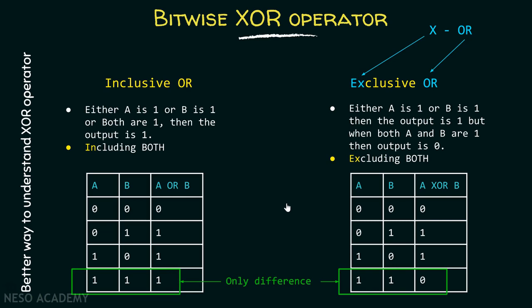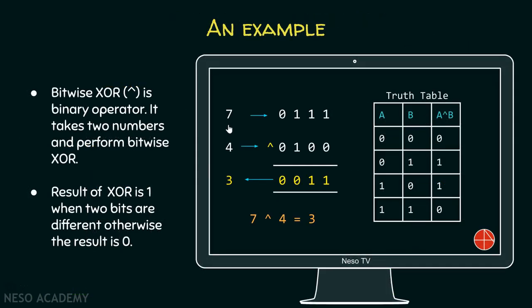Okay. Now let's consider one example to better understand the concept of the bitwise XOR operator. Here in this example, we have two values, 7 and 4, and their 4-bit binary representations. When both bits are 1, the output is 0, or when both bits are 0, then also the output is 0, otherwise the output is simply 1. Therefore, the final output is 0011, which is equal to 3 in decimal representation. Therefore, 7 XOR 4 is equal to 3.